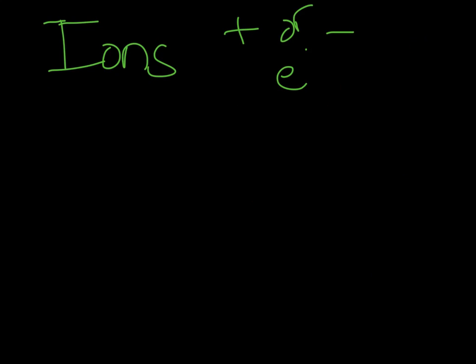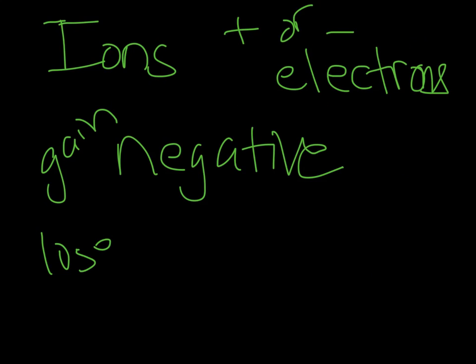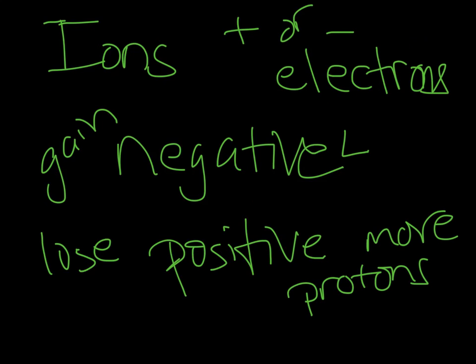Remember what ions are. Ions are atoms that gain or lose electrons. So remember ions, and they either gain or lose electrons, right? Gaining electrons changes it to a negative ion. If we lose electrons, it's going to change it to a positive ion because we're going to have more protons. This one will have fewer electrons than protons.